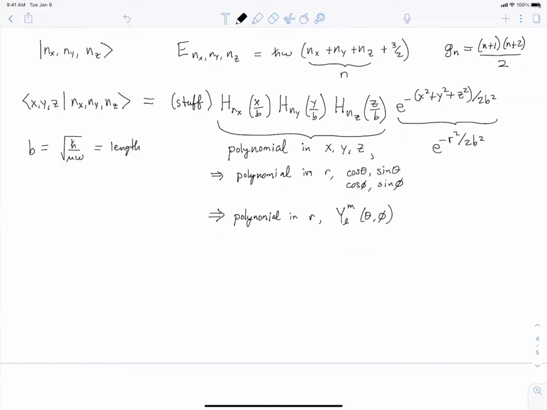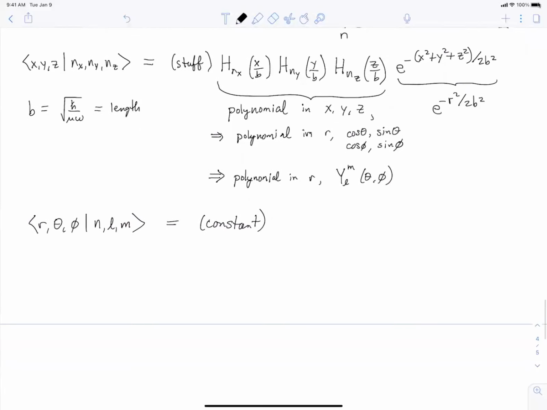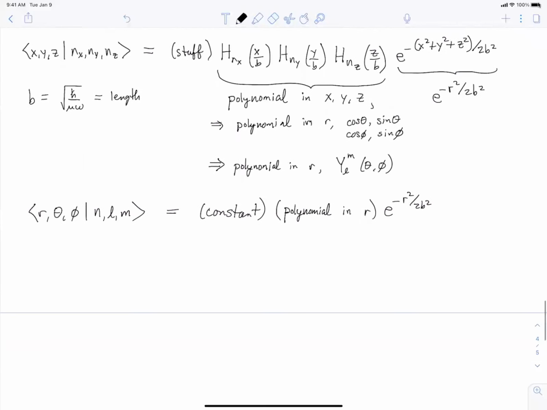Okay, so what does that mean for us? In our new complete set of commuting observables, the wave functions we're looking for are equal to some constant. We don't have to worry much about that anyway, because at the end we're just going to adjust that to make this thing have unit norm anyway. So it doesn't matter what the constant is very much. Times some polynomial in r times e to the minus r squared over 2b squared times a Y_lm.